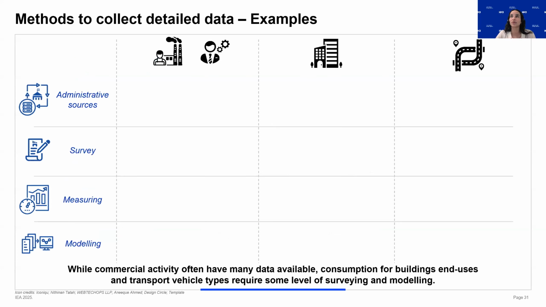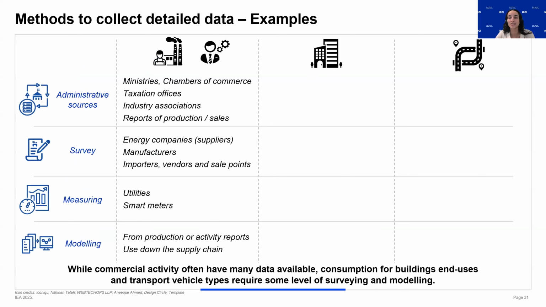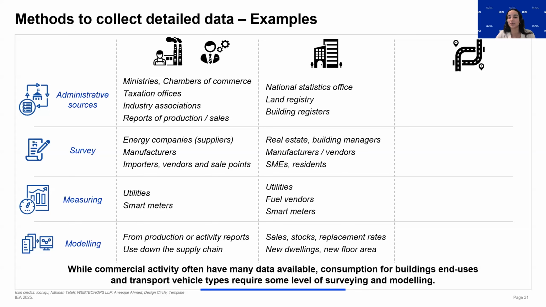If we go for some examples very quickly, for commercial activities, that is in the industry and services, a great basis of information can be found through economic authorities, such as a Chamber of Commerce, regulations authorities, or tax reports. Buildings often require the most varied data sources, whether residential buildings or services from a use point of view.